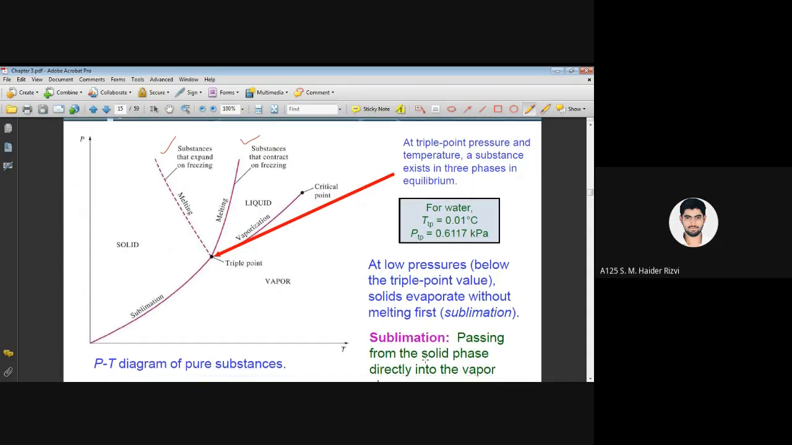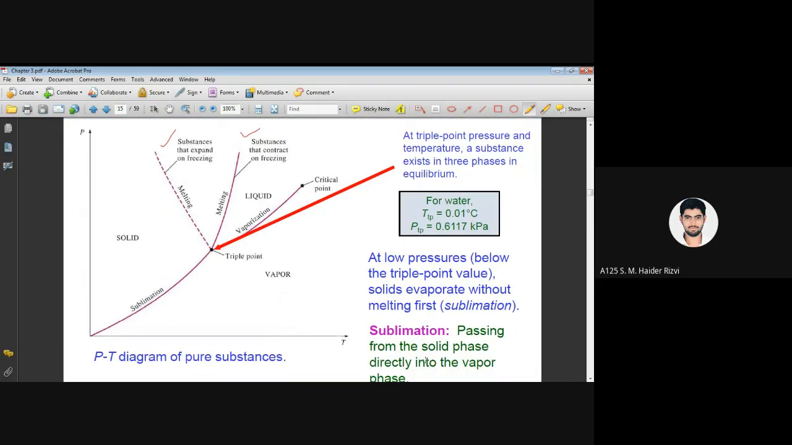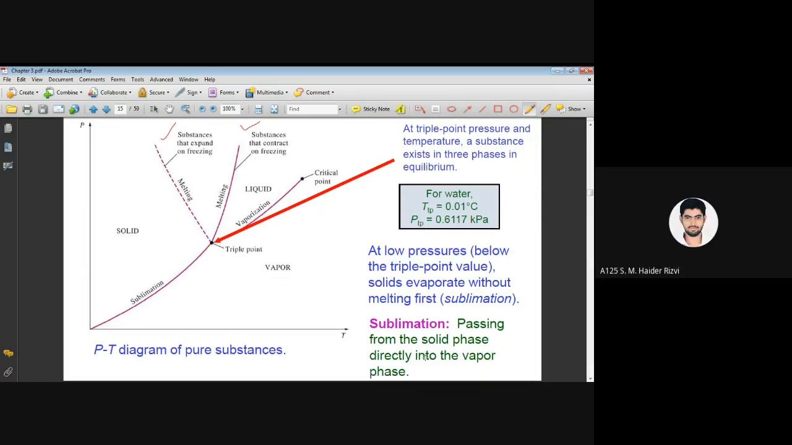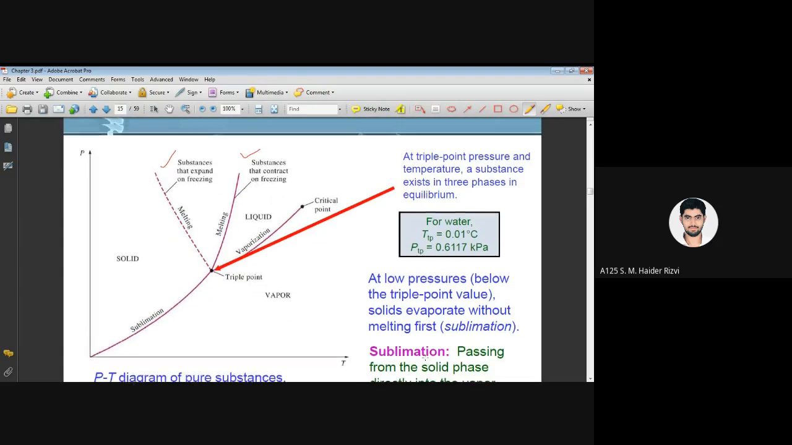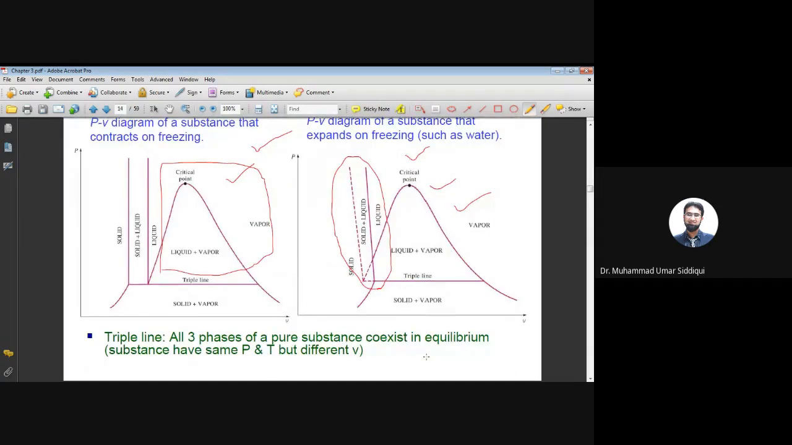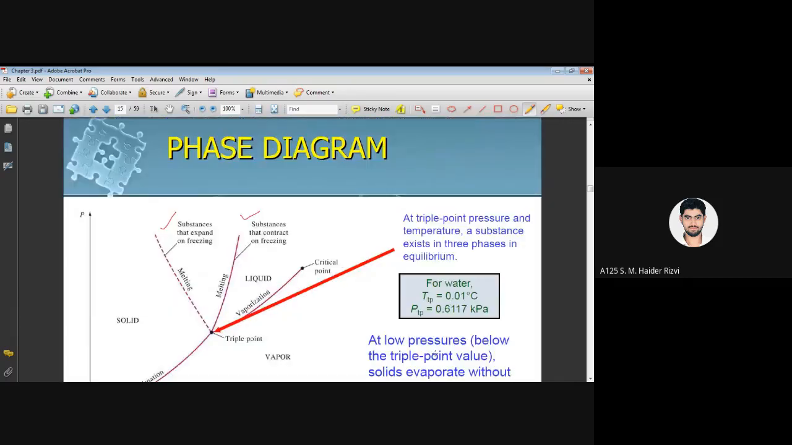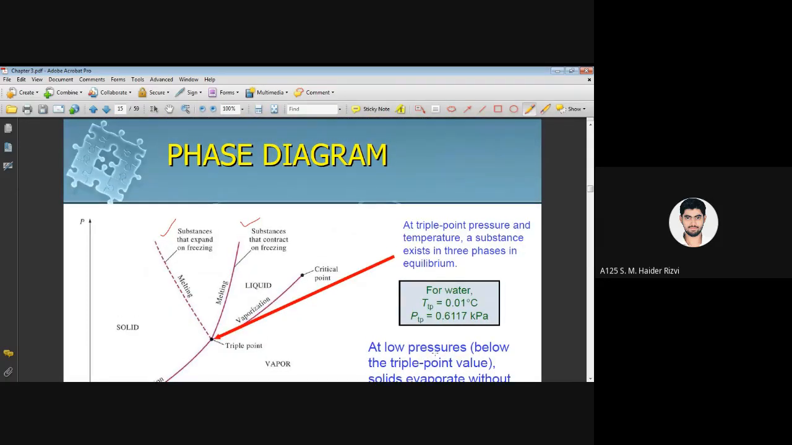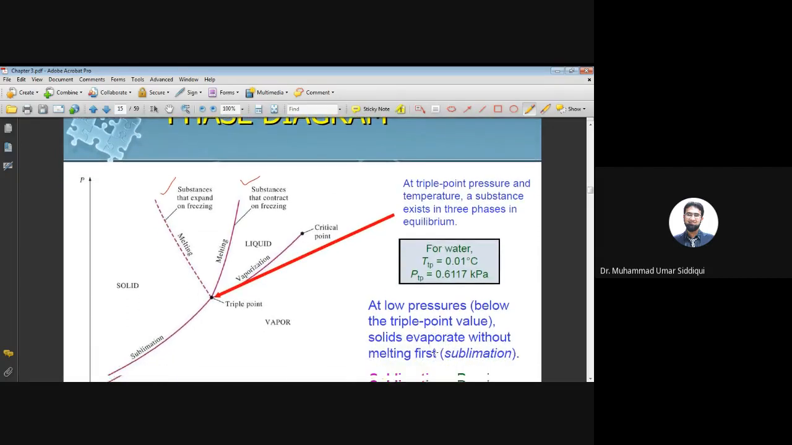Sir, here we are keeping volume constant, right? The previous temperature was constant. Constant temperature lines will be there. Sir, for different temperatures, there will be different critical points. Yes, definitely. Yes, sir. Thank you.